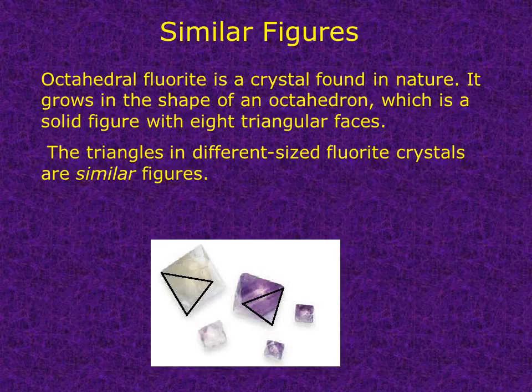They are octahedrofluorite, and it's a crystal. It grows in the shape of an octahedron. Since it starts with octa, that means it's 8-sided, and it has 8 triangular faces. The triangles are in different sizes, but they are proportional, so they are similar figures no matter what size of the octahedrofluorite.